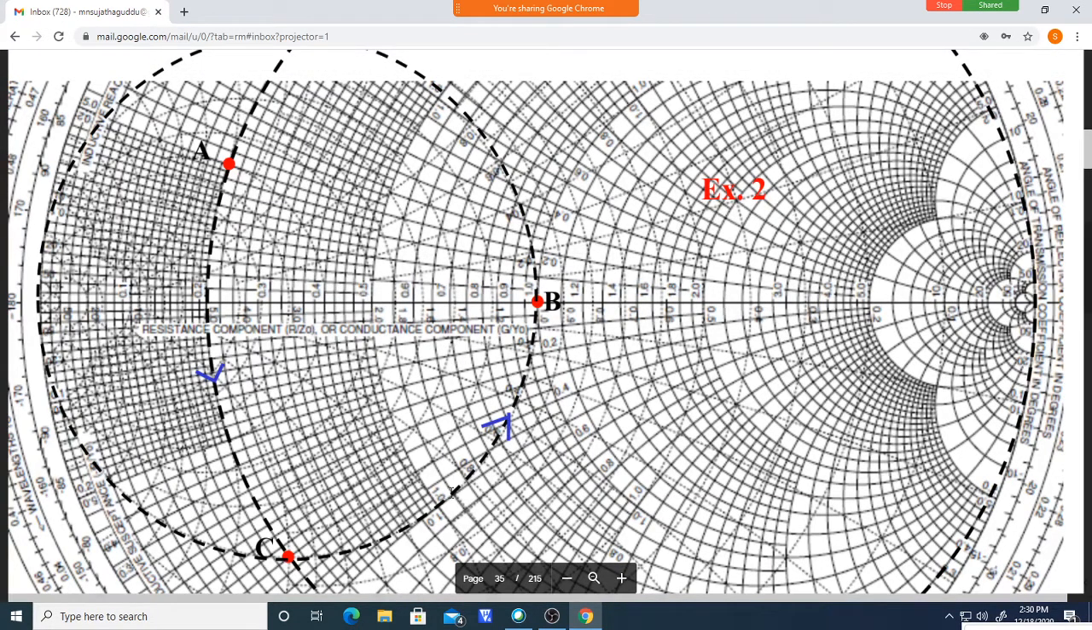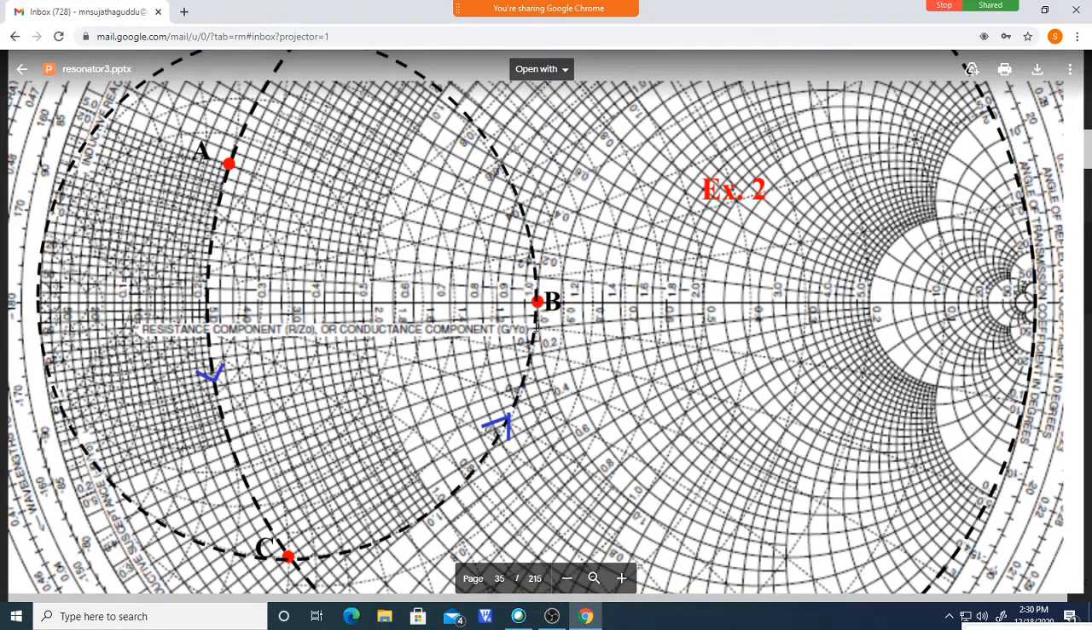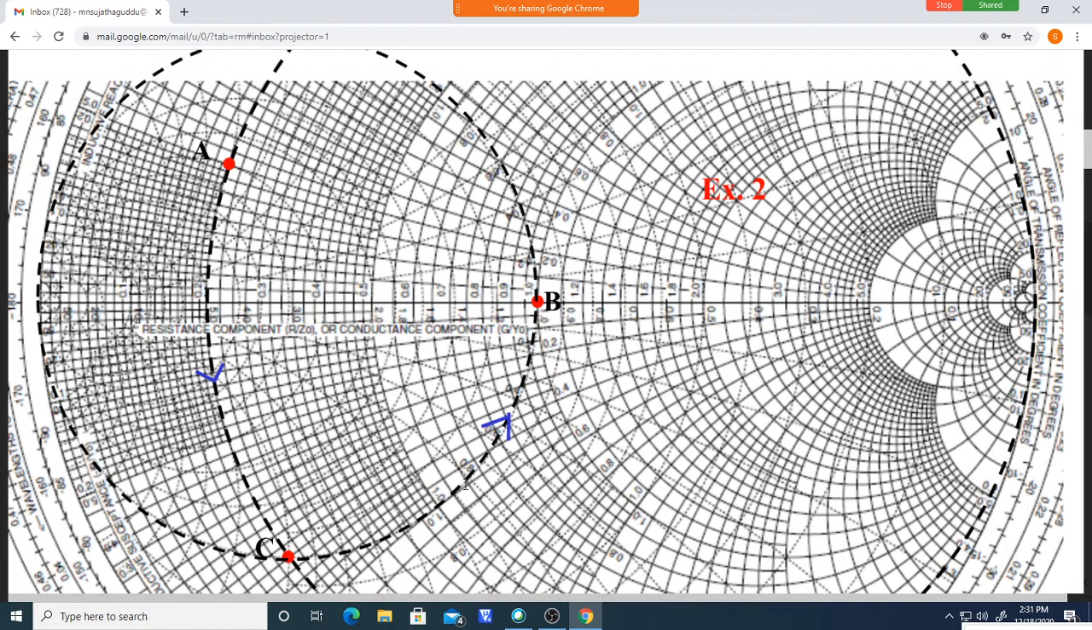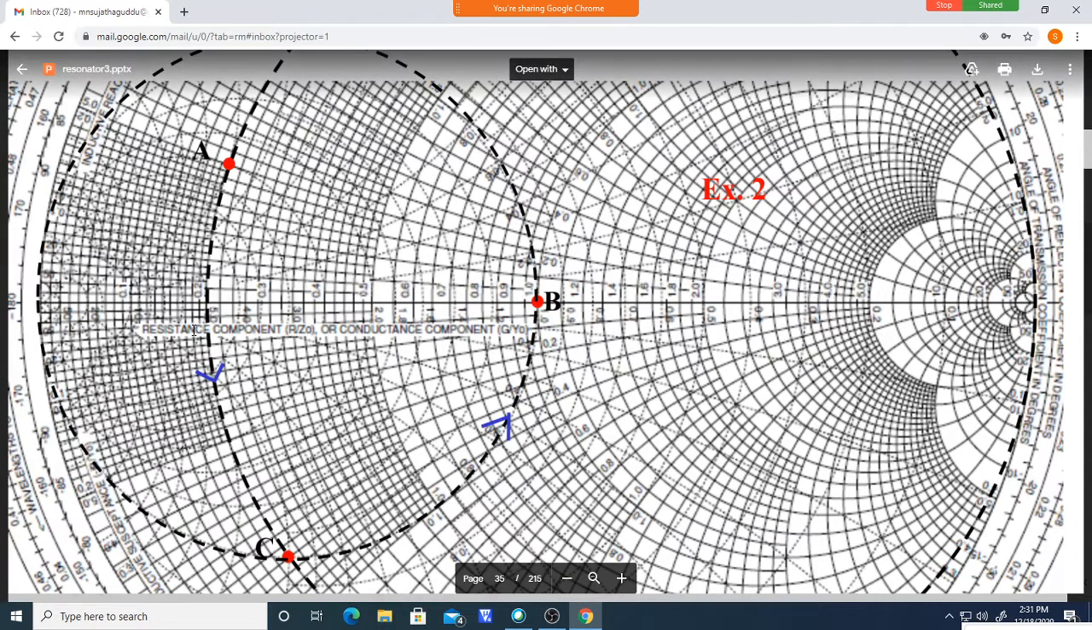I have marked it in dark dashed lines, but in the Smith chart it won't be there. But you should identify the G is equal to one circle. I myself highlighted the G is equal to one circle here. From here you can go in the anti-clockwise or clockwise direction, and you can reach the G is equal to one circle.